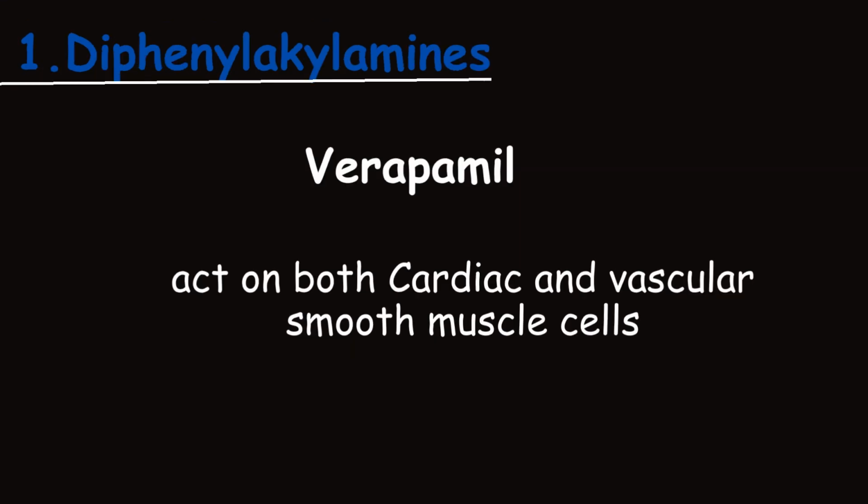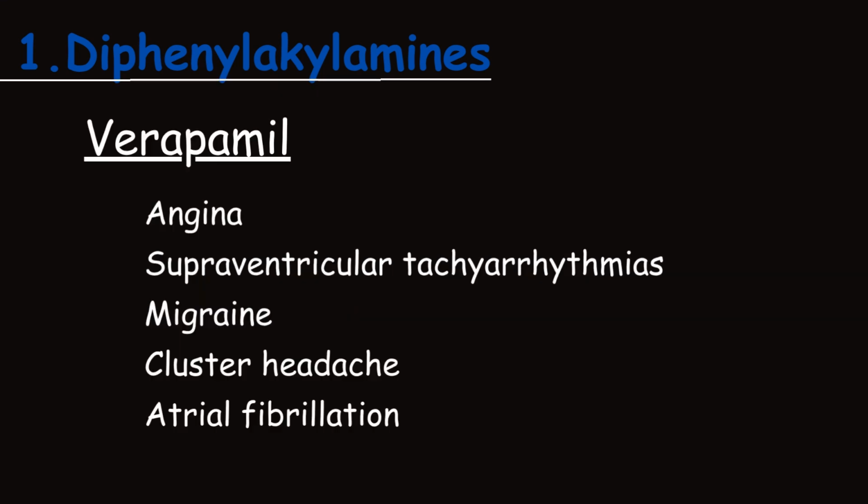First, discussing diphenylalkylamines. The drug under this class is verapamil, which acts on both cardiac and vascular smooth muscle cells and is used to treat angina and supraventricular tachyarrhythmia. It is also used to prevent migraine, cluster headache, and treat atrial fibrillation.